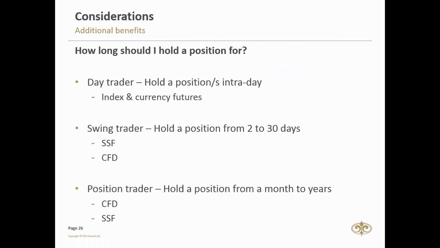Okay. Guys, I'm running out of time, so I'm going to talk slightly bit faster. How long should I hold a position for? Again, difficult one, but a day trader doesn't hold a position longer than intraday. I close out my position in the afternoon. So that's ideal for the index and currency futures. Swing traders hold a position from 2 days to 30 days, ideal for the single stock futures and CFDs. And then lastly, position trader holds a position from 1 month, okay, to a few years. So that's ideally for the CFDs. If you look at longer than 3 months, remember the single stock futures has 3 months before its expiry.